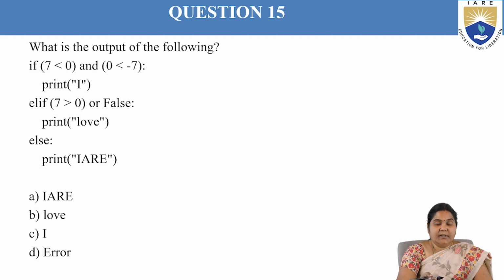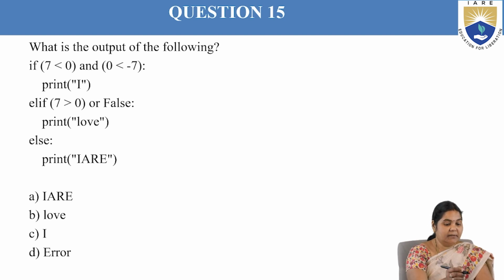It is a simple if-else statement. 7 is less than 0. What is the value of that? 7 is less than 0? No, it is false. False and anything is false. So this condition is going to be false, so this is not executed.